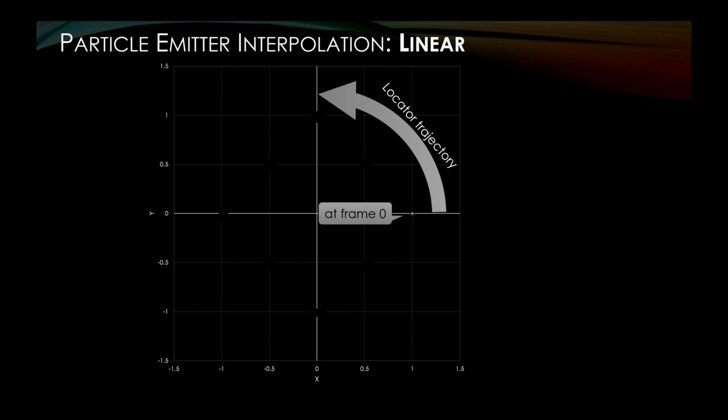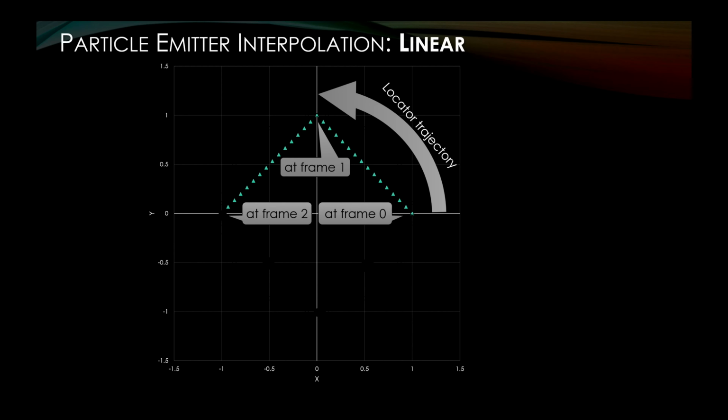So once again, at the first frame, the locator is at a certain spot, and then on the next frame, the locator is at a different spot, and what we do to connect the dots is just draw a straight line. So now we don't have gaps between the two locator positions. We have a nice contiguous looking stream of particles, and it looks better.